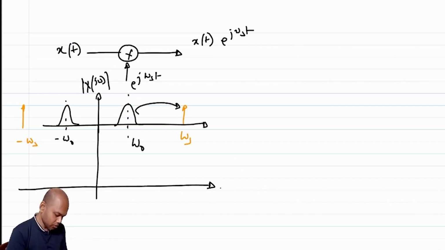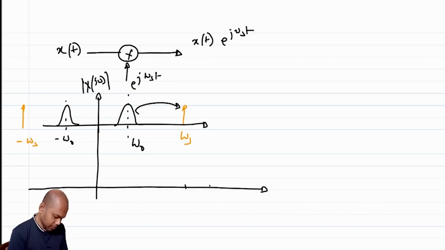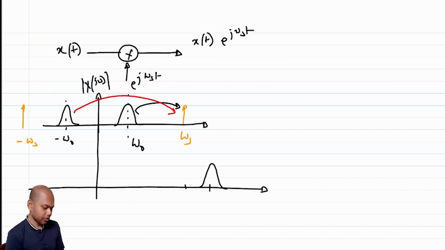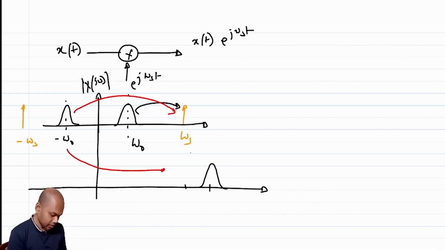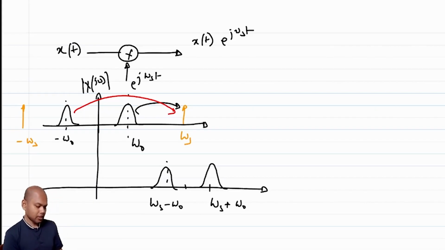This will shift to omega s plus omega naught. So this is going to shift here, and this is going to interact with this, and it is going to shift at omega s. It's basically the negative omega naught that will get shifted to the right by a value of omega s. So this will get shifted here, and you're going to get a tone here. So this is omega s plus omega naught, and this is omega s minus omega naught.